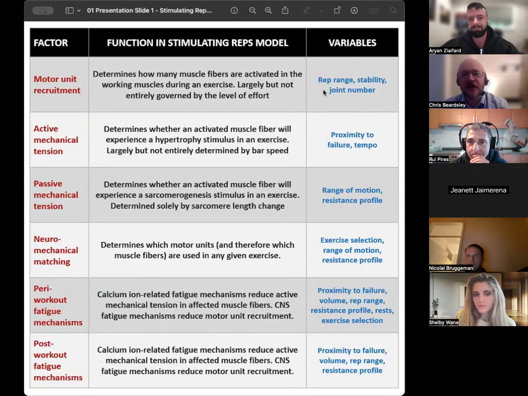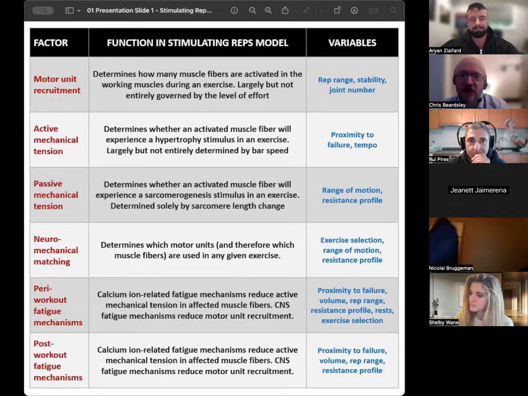There are more training variables than that which affect motor unit recruitment level, but that's just an illustration of how we can track through from physiology on the left-hand side, through an understanding of the physiology in the middle of how that applies to strength training, to finally, on the right-hand side, how that affects training variables.